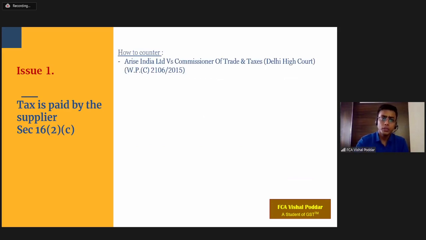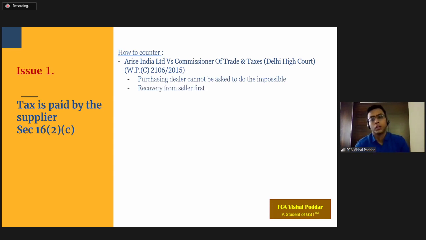Further, to add to this, we have two landmark decisions in our favor. One is the Arise India Limited case. Yes, it is of the pre-GST regime. However, since the provisions of the Delhi VAT and our GST as far as ITC availment is concerned are very much parallel, we can always apply this case. The Honorable Delhi High Court has accepted this point, and the Honorable Supreme Court has rejected the SLP. It means that it has also conferred to the decision of the Delhi High Court that if the seller has not paid tax, the purchasing dealer is not required to reverse the ITC.